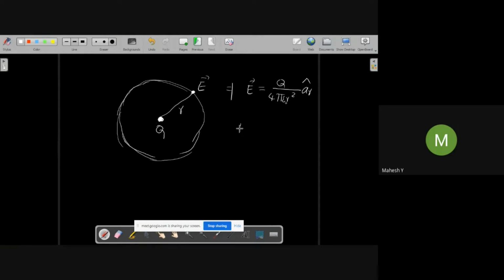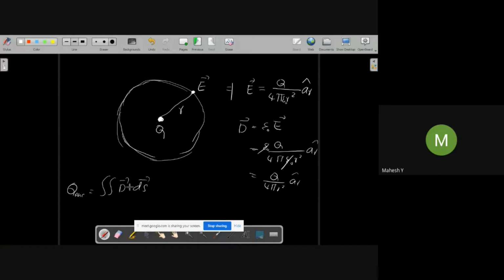And D is what then? So we know that D is equal to epsilon times E. So if you substitute here, D is equal to epsilon 0 into Q by 4 pi epsilon 0 r square ar cap. Epsilon cancels. So D is Q by 4 pi r square ar cap. Okay, now we got D. So what is our expression? Q enclosed is equal to the double integral of D dot dS. So if you do this D dot dS, I should get Q as the value.